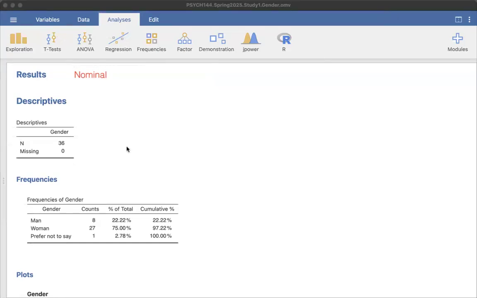The way that this works, I could have added a mode and a median and a mean. I actually unclicked them in Jamovi so that it just has this, so it just has the sample size, which is 36. So this is the size of our sample. And then it also tells us that there's 0 missing. So everybody answered with their gender.